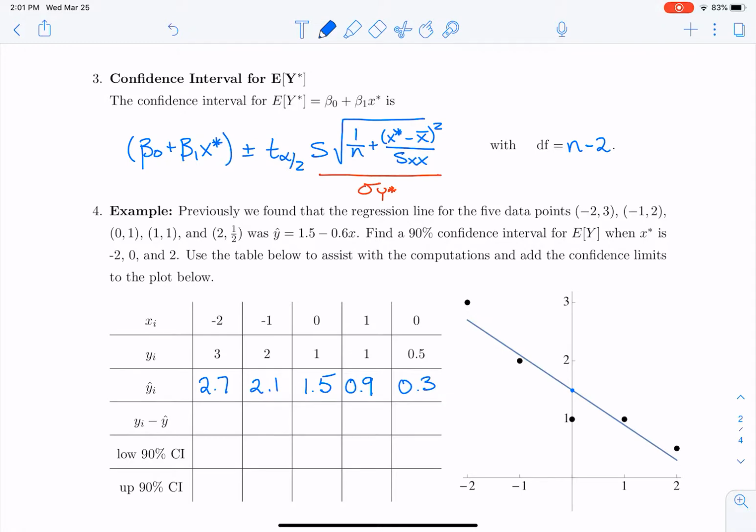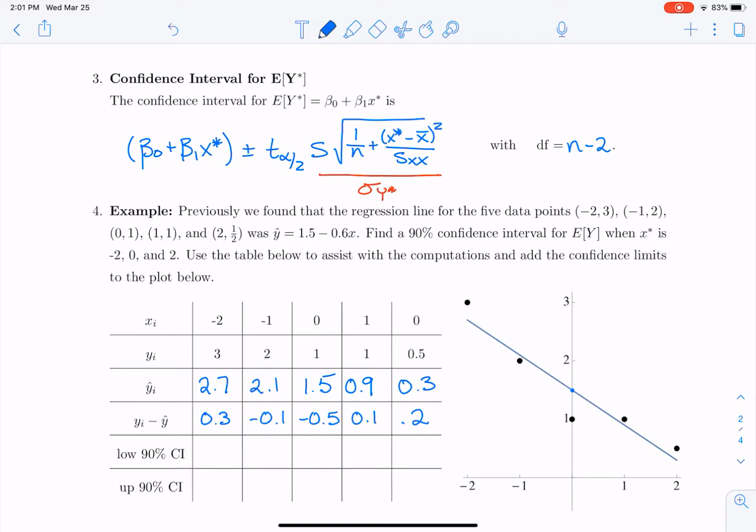Okay, now I want to find the residuals because I'm going to need those for this computation. So the residuals are y sub i minus y hat. So 3 minus 2.7 is 0.3. The next residual, 2 minus 2.1, is negative 0.1. The next residual, 1 minus 1.5, is negative 0.5. 1 minus 0.9 is 0.1. And 0.5 minus 0.3 is 0.2.